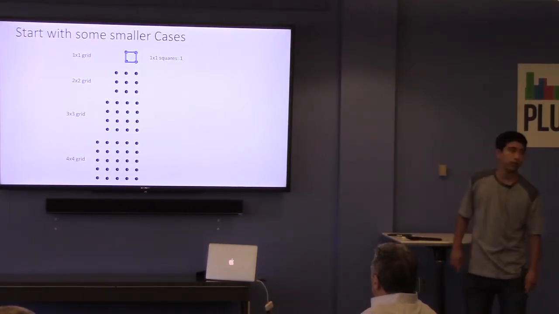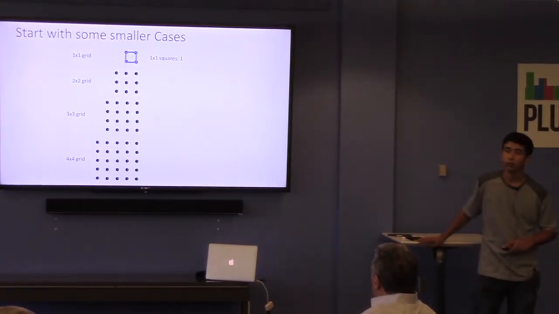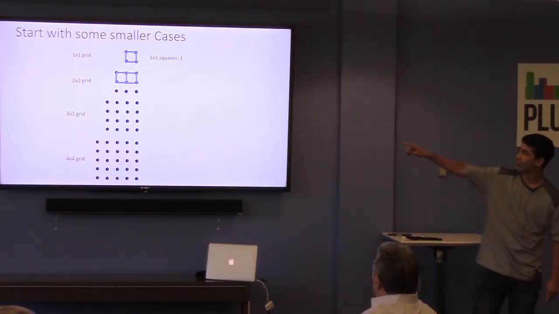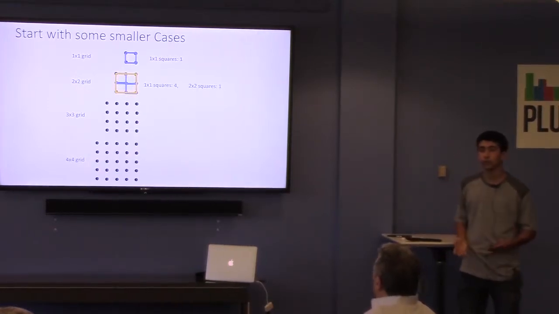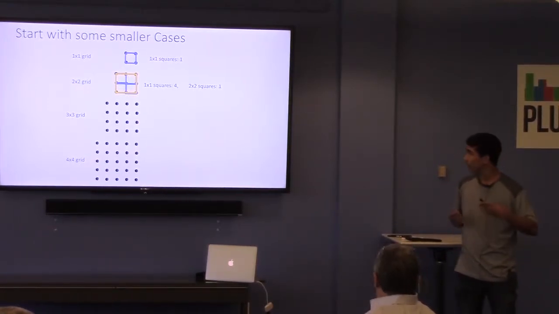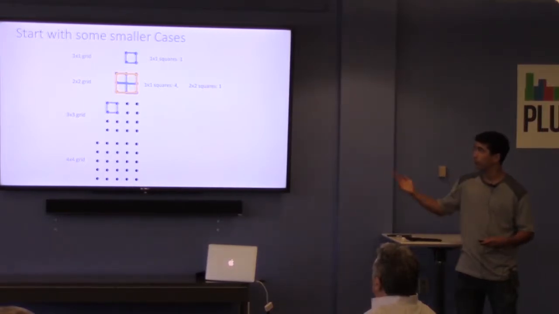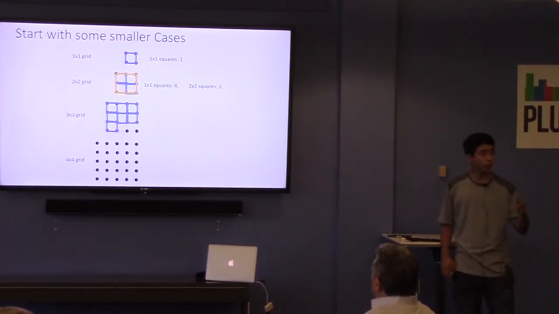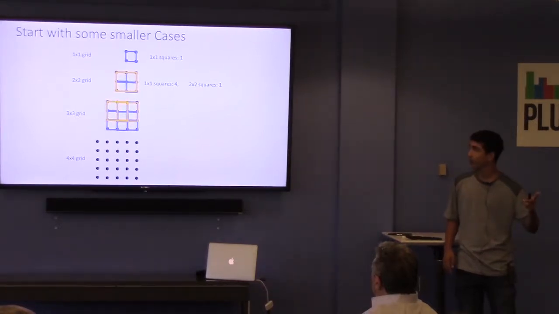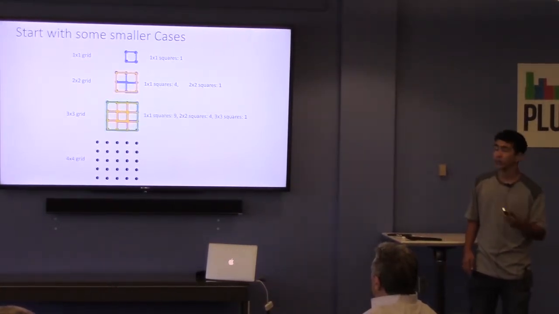On the 2 by 2 grid, how many squares are there? 5. Most people remember these 4, but they forget the big 5th one. So there are different sizes of squares too. That's an interesting observation. On the 3 by 3 grid, we have 9 of these small squares, 4 of the bigger ones, and 1 of the biggest one.